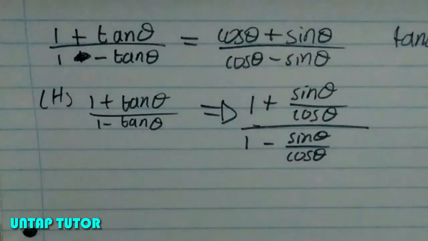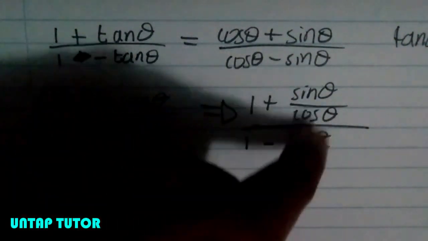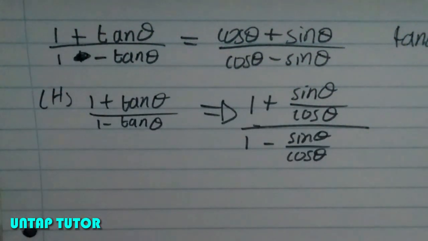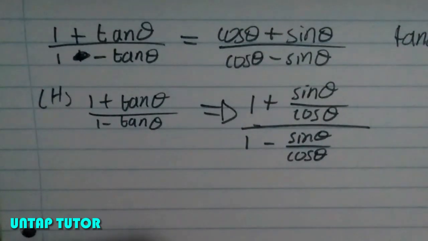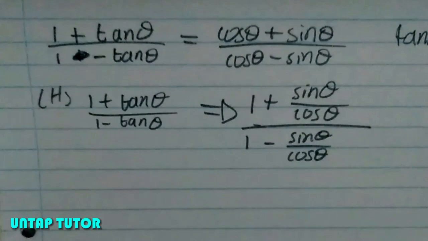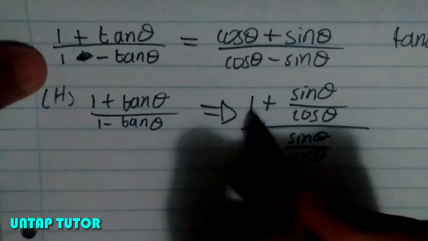From here, what I do is I just add the fractions. We are simplifying, so we have to add the fractions. If we have to multiply fractions, we multiply them. If we have to divide them, we divide them. We're just simplifying. So I add these fractions.